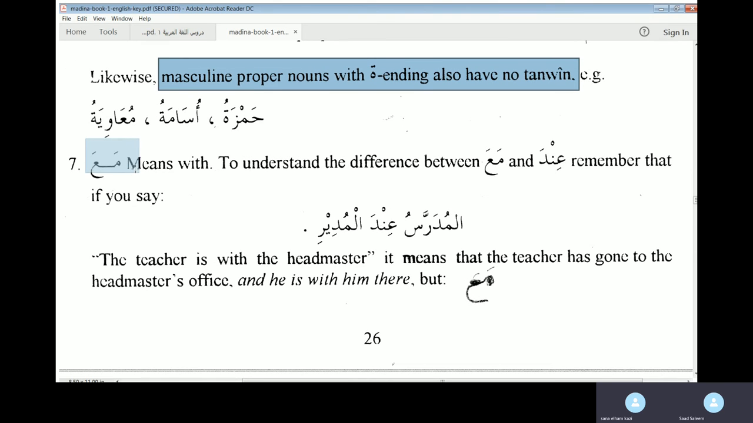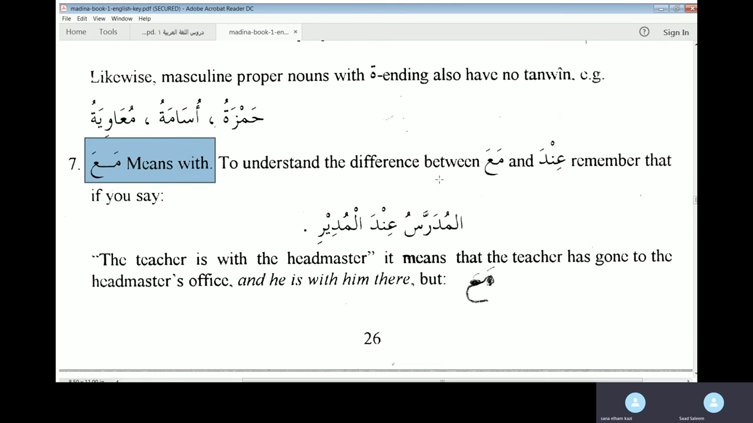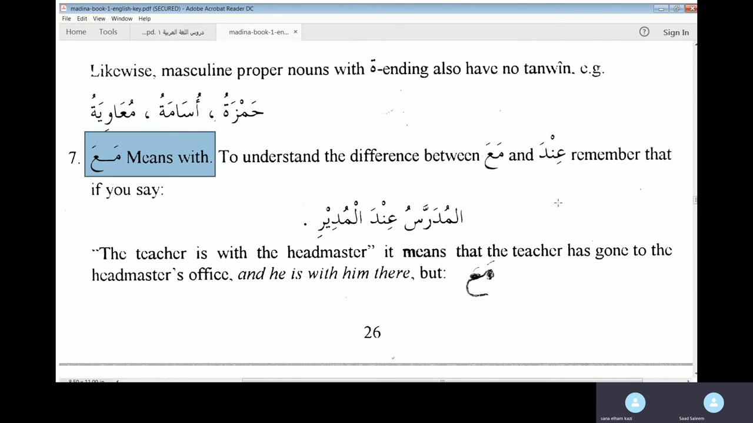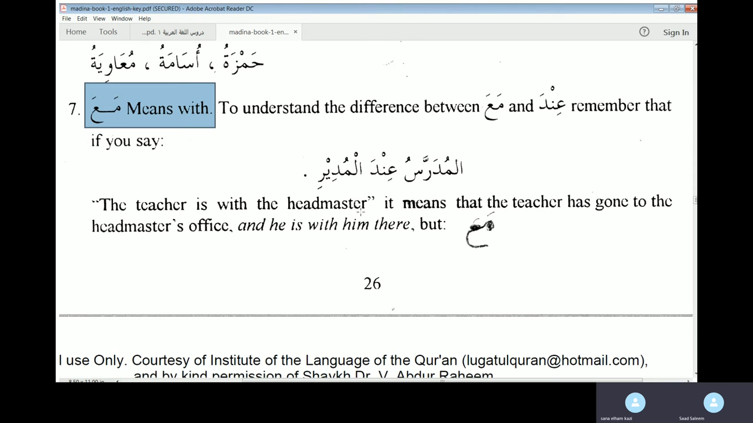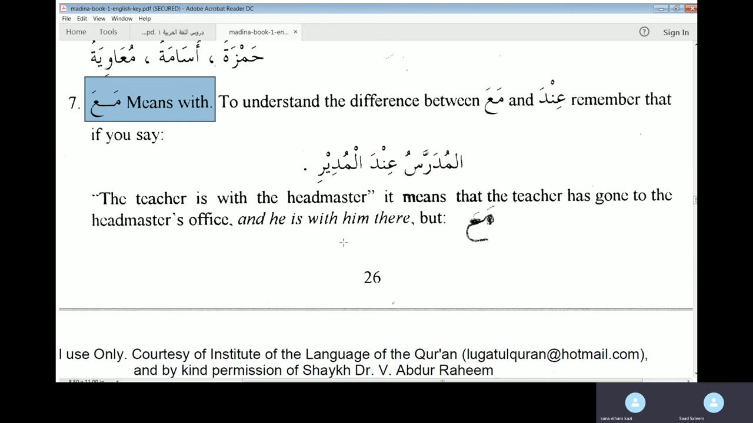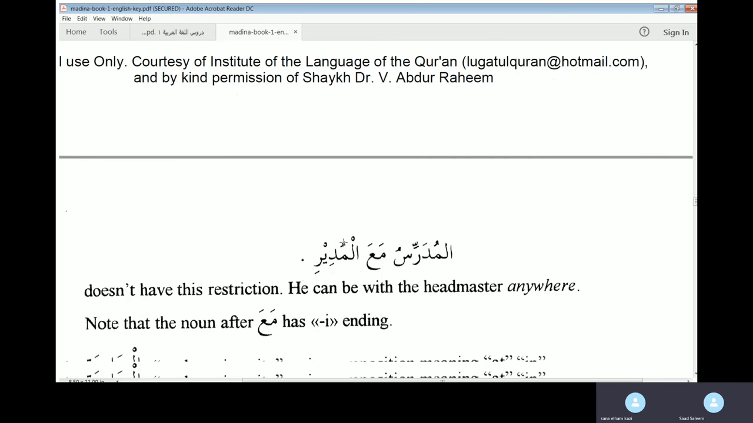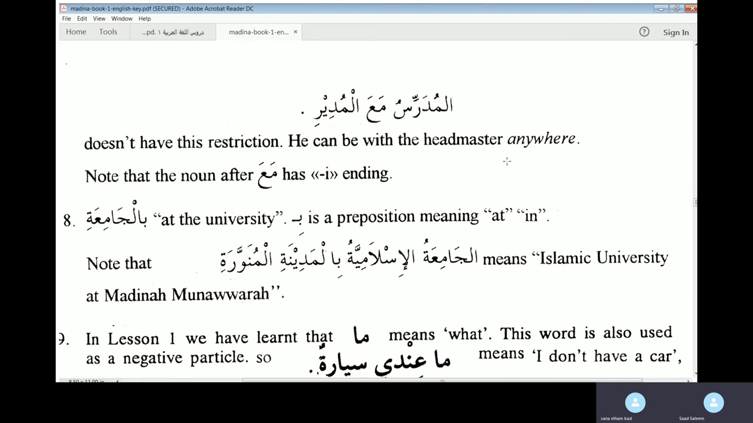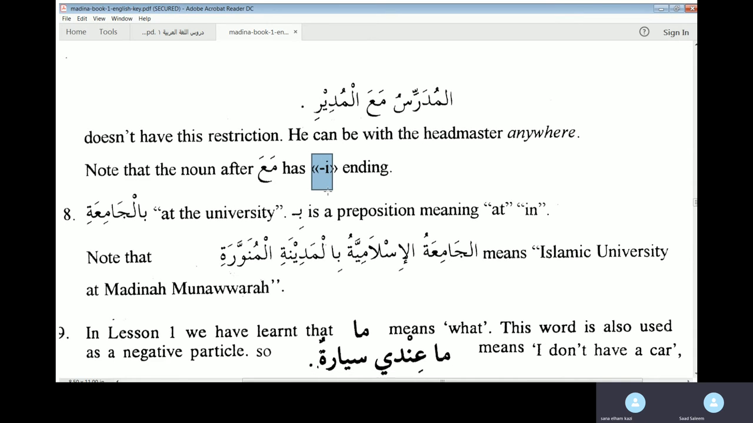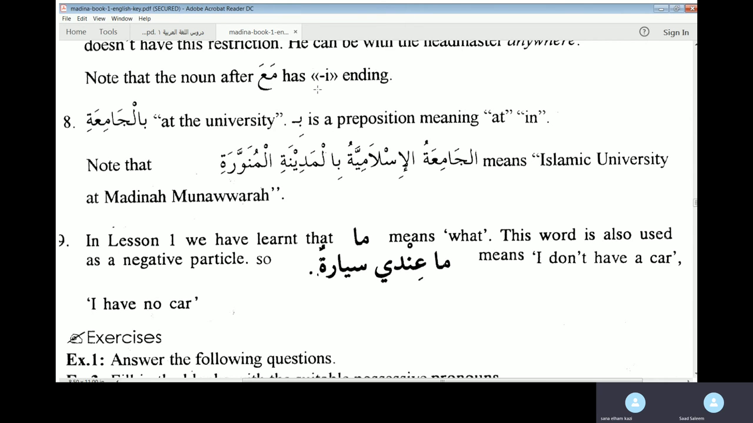Then the next point: ma means with. To understand the difference between ma and inda, remember that if you say Al-mudarrisu indal-mudiri, the teacher is with the headmaster, it means that the teacher has gone to the headmaster's office and he is with him there. But ma does not have this restriction. So he can be with the headmaster anywhere: Al-mudarrisu ma al-mudiri. Note that the noun after ma has the kasra ending.